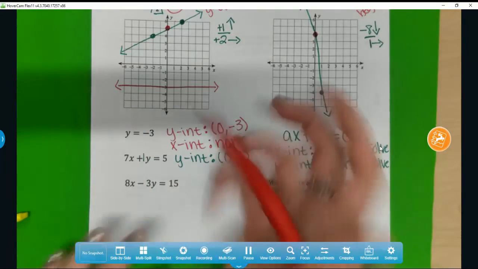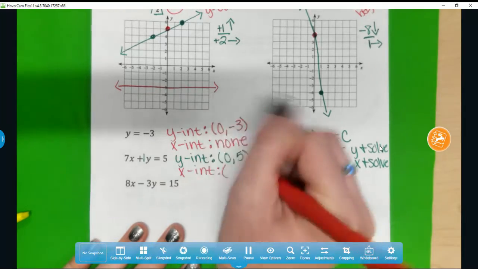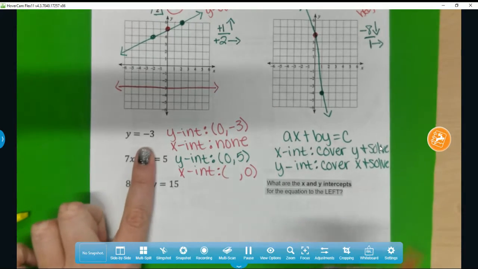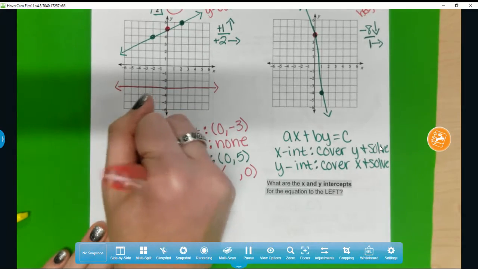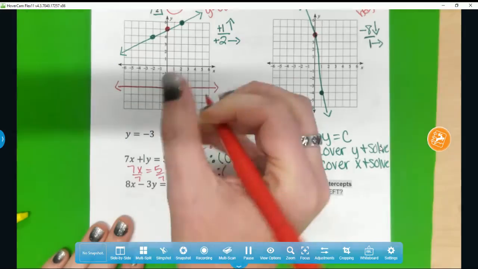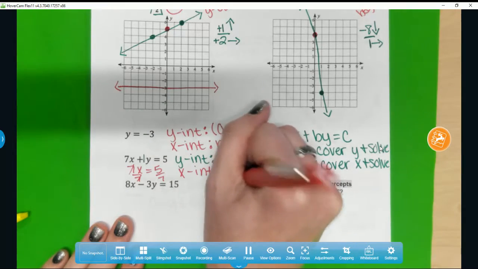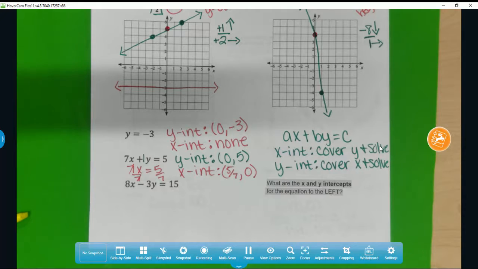The x-intercept, I know the y value is going to be 0, that's why I can cover it up. So the equation I'm left with is 7x equals 5. So then I just need to divide. So x is 5/7.